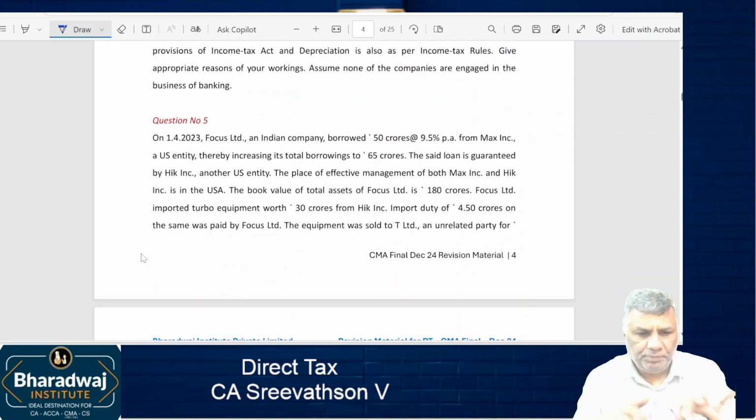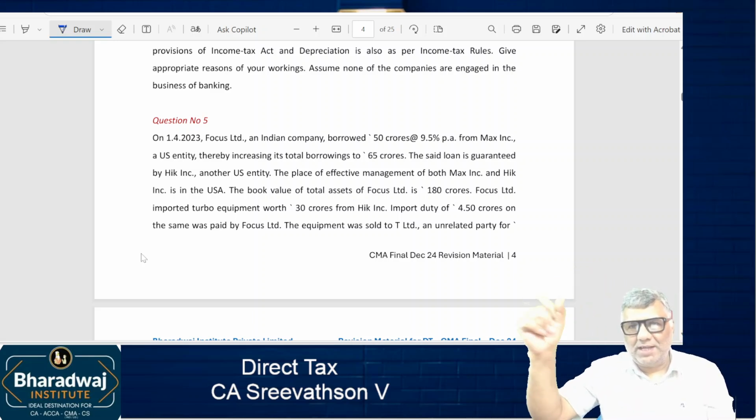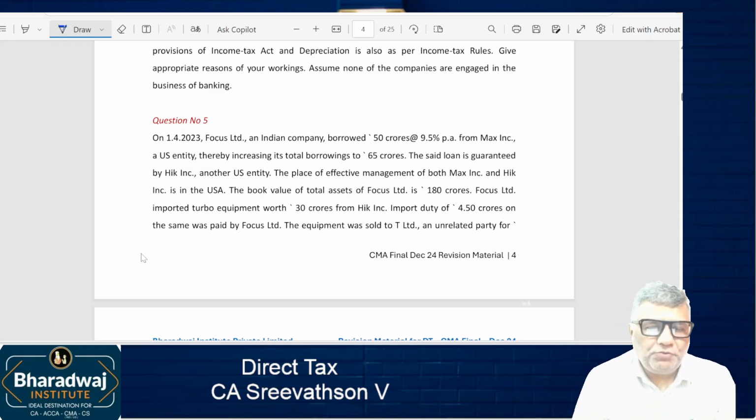Question number 5. Friends, very slowly, let's read the question. As the question goes by, we'll read it twice, thrice, and answer it in one take. On 1/4/23, Focus Limited, an Indian company, borrowed 50 crores at 9.5% from Max Incorporation, a US entity, thereby increasing its total borrowings to 65 crores. The said loan is guaranteed by HIC Incorporation, another US entity. The place of effective management of both Max Incorporation and HIC is in the US. The book value of total assets of Focus Limited is 180 crores.